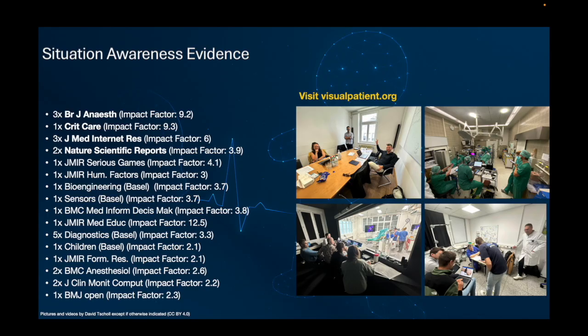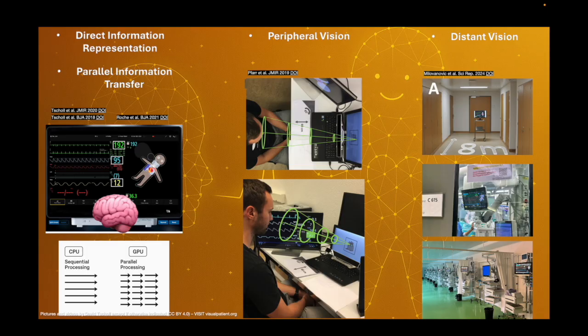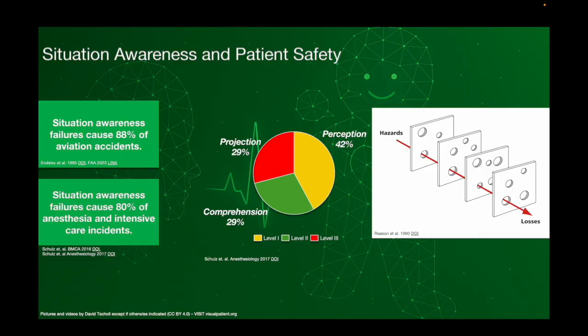We extensively studied the Visual Patient Avatar and we found that it improves information transfer because it allows us to perceive the status of multiple vital signs at the same time. It allows for peripheral vision monitoring and for monitoring from a distance. As most accidents and incidents in aviation, as well as in intensive care and anesthesia, are caused by breakdowns in situation awareness, the Visual Patient Avatar serves as an additional layer in the Swiss cheese model of accident causation.